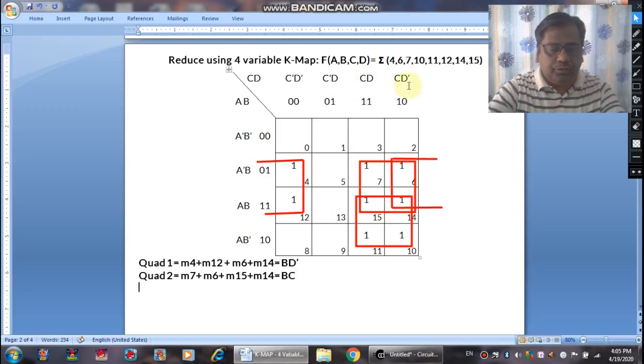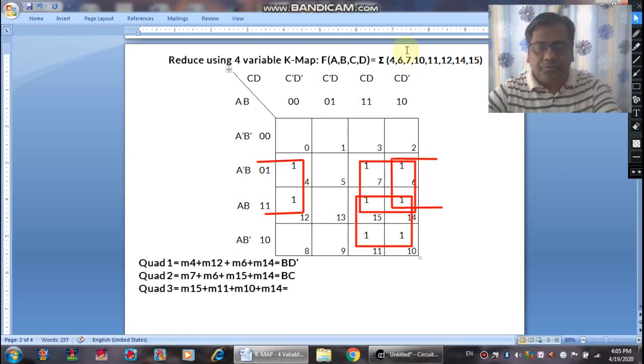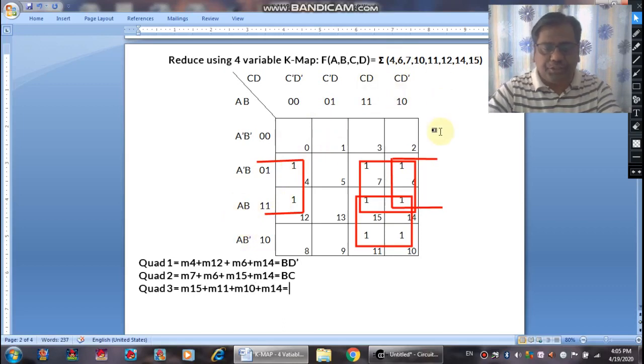Next we will move to quad number 3. We are taking the quad as M15 plus M11 plus M10 plus M14. The answer for this quad will be: B is changing, A is the same, C is the same, D is changing. That means the answer will be AC. Therefore, the reduced expression for this K-map will be B D bar plus BC plus AC.